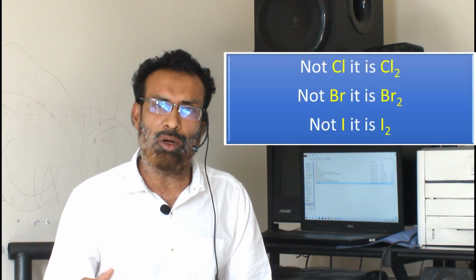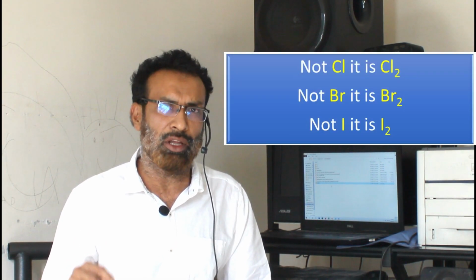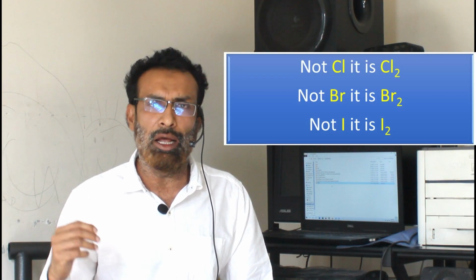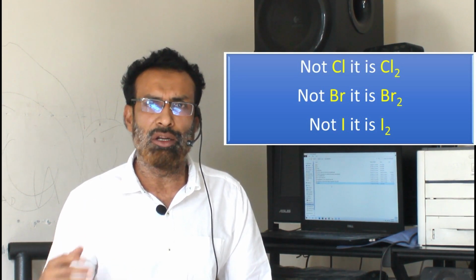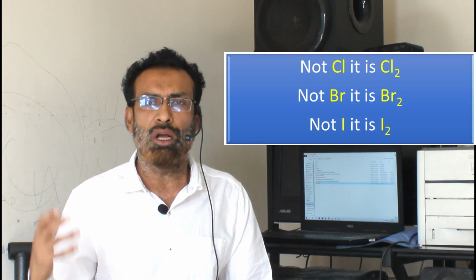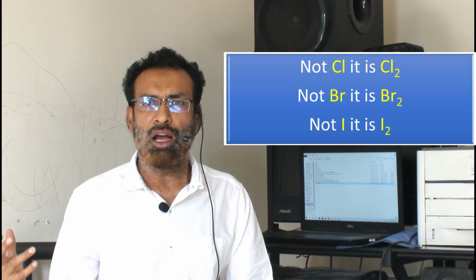Now let's see the atoms formed at the anode. Normally some elements are diatomic molecules. The halogens are the most common examples. If you think about chlorine, that is Cl2. If you think about bromine, that is Br2. You never get chlorine and bromine as Cl and Br. They are always diatomic molecules. That is Cl2, Br2, and I2 for iodine.